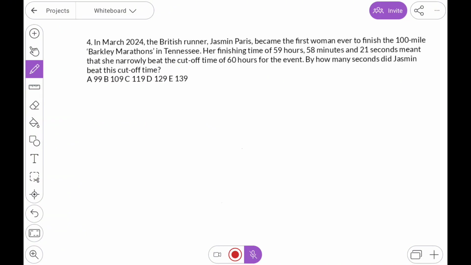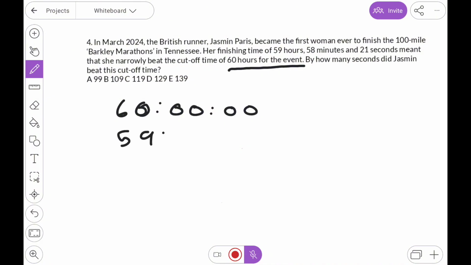First off, we know that there are 60 hours in the event, and she completed it in 59 hours, 58 minutes, and 21 seconds. So we need to subtract from 60 hours her time taken to get how much she beat the cutoff time. Remember, when we do subtraction with time, instead of 100, when we carry over, we use 60. 60 minutes in an hour, 60 seconds in a minute.